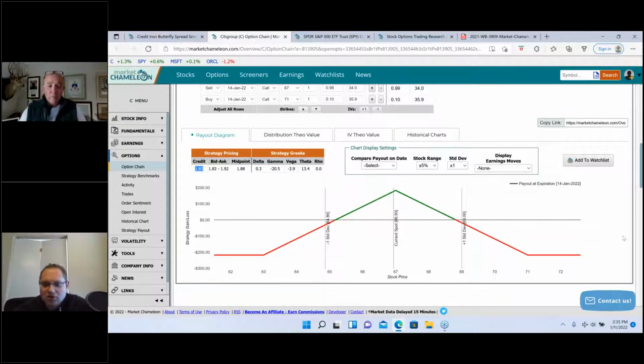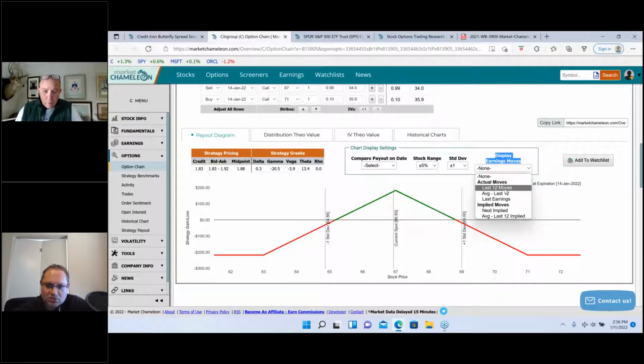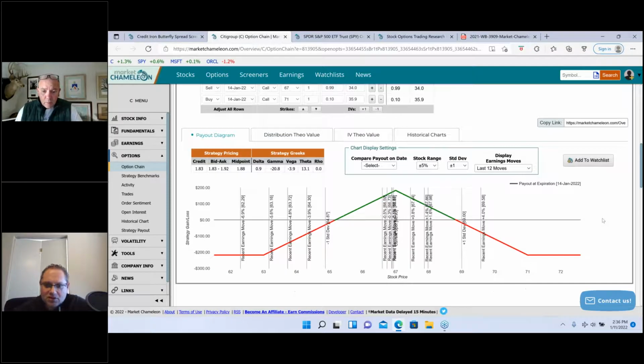And now we're going to plot the earnings moves and see where they land in this payout diagram. So I'm going to come down here and say, show me the last 12 earnings moves, right? So these are, see here, earnings move, display earnings move. Let's do the last 12. So here we go. So you could see that a good amount of those landed in that green area, right? So you see here, there's clustering right there around that green area.